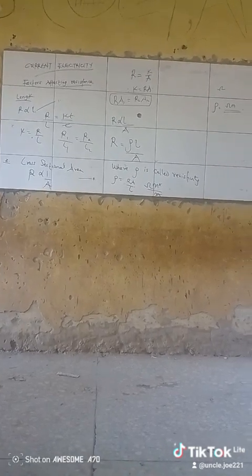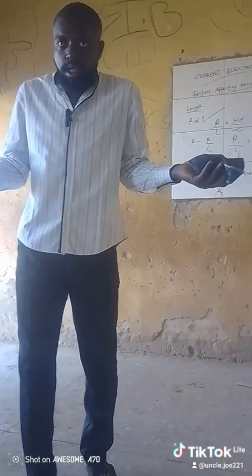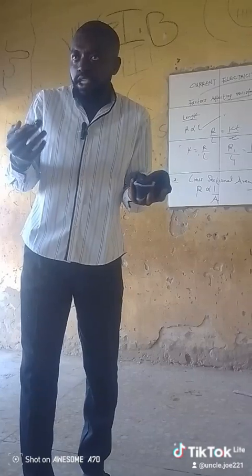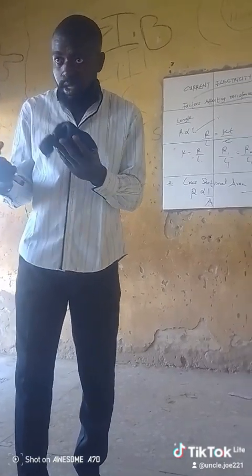If resistivity is something, then what will be conductivity? The opposite of resistivity. Something is resisting current, it means the opposite will be conducting current. Do you get me? Write that.